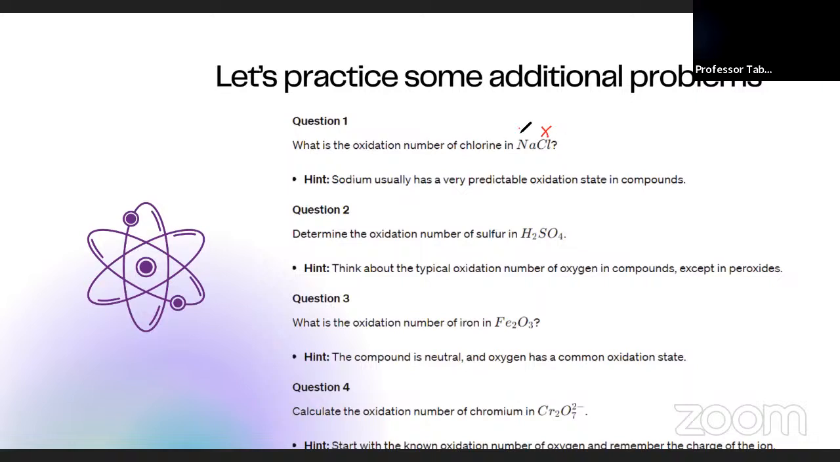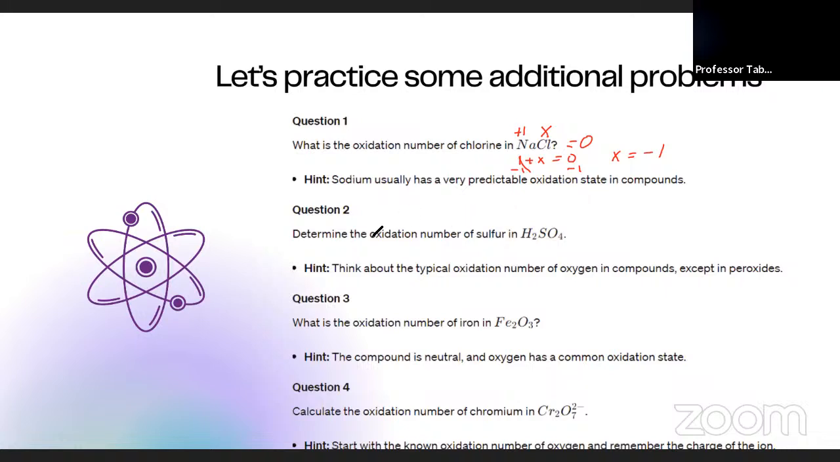We know that sodium has a +1 charge. We're going to set this compound equal to 0. So you're saying 1 plus X equals 0. Now remember, we're going to subtract 1 from both sides, and so your X is going to be equal to -1. So chlorine's oxidation number is -1. Let's look at the next one.